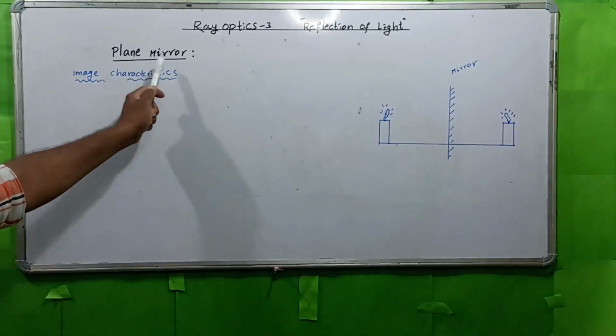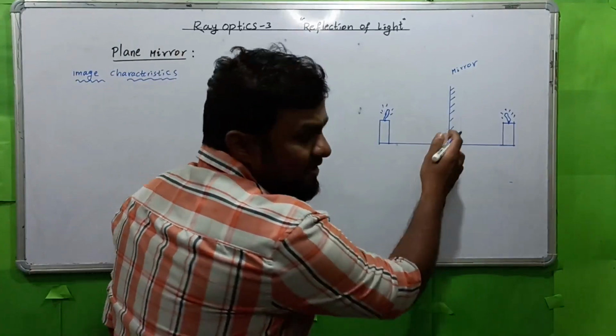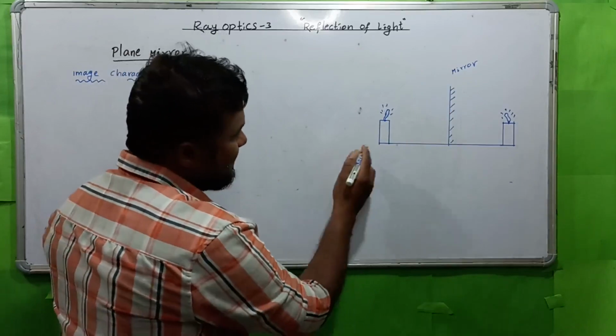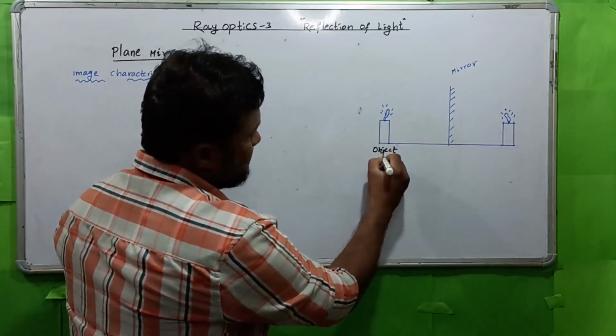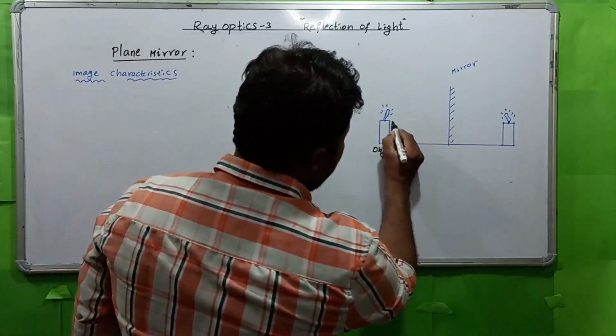Image characteristics, plane mirror. Take a look at the diagram. There is a plane mirror. In front of the mirror, there is a candle as the object. Object is candle. From the candle, the rays are moving in the forward direction.